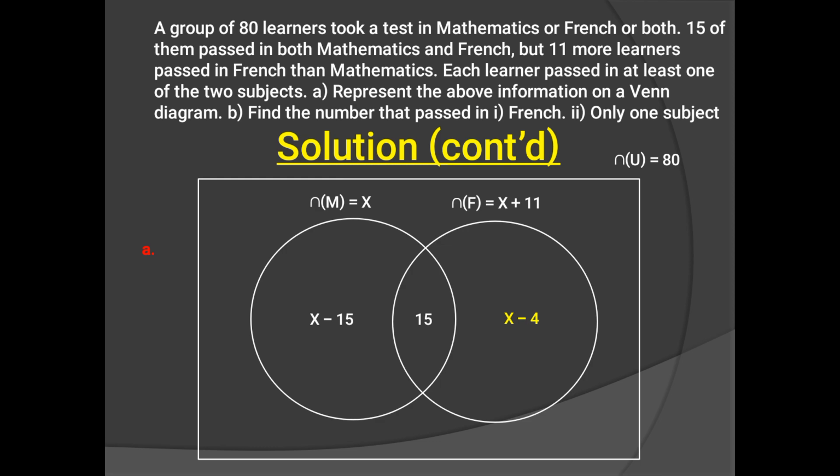So how do we find our X? As you know, we add this to this to this, and we equate to this. If there had been a complement, you would have added the complement too. But there's no complement. Why?